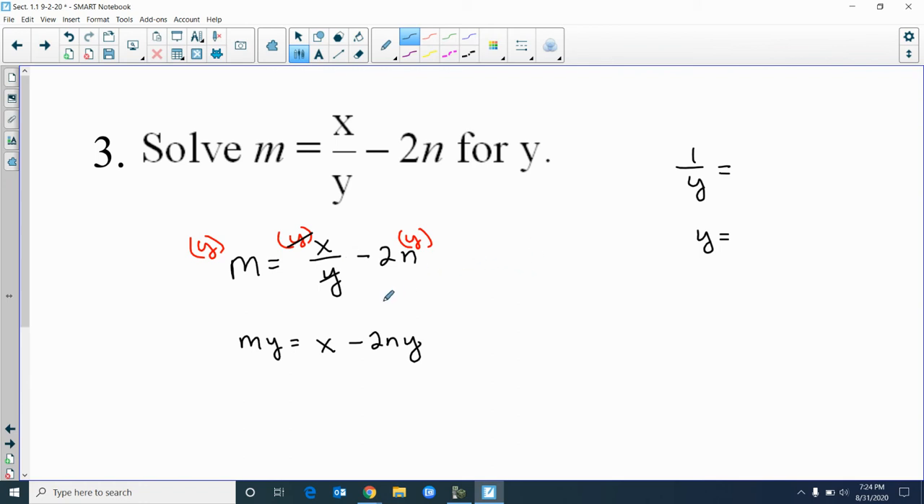But now I got a y in both terms. You have to do what we did in the last problem. Anytime we are solving for a variable and it occurs in more than one term, get everything with that term on one side, and then you're going to have to factor. So I'm going to add 2ny, and I get my plus 2ny equals x.